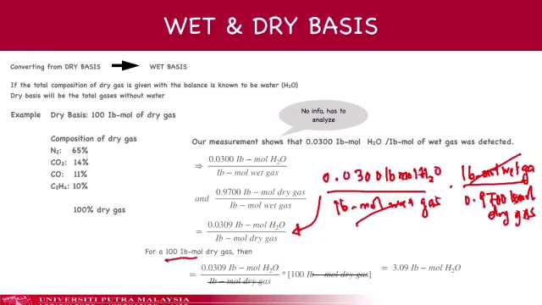Multiplying that with 100 pound mole of dry gas, then we will have our total amount of water in that gas sample is about 3 pound mole of water. So converting from a dry basis to wet basis, we need some sort of sample analysis or a gas sample that will tell us what are the fractions of water with respect to the wet gas sample that we have.